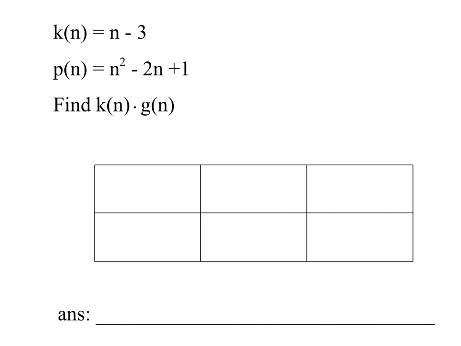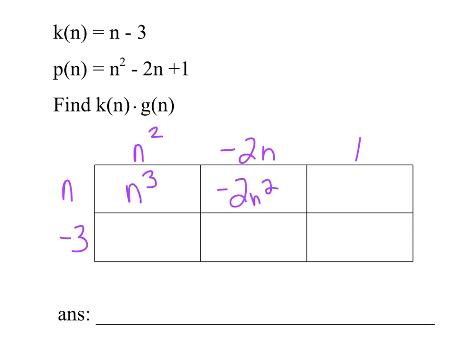Alrighty, let's do it here. So n minus 3. Those are my 2 terms. And then my 3 terms, n squared minus 2n plus 1. Okay, so now when we're doing this, we just do our multiplication first. So when you multiply, exponents change. So here, this is going to become n to the third. This is negative 2n squared. This is n. You can put 1n if it makes you feel better. Then negative 3n squared.